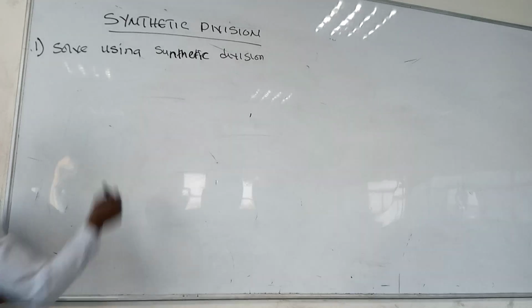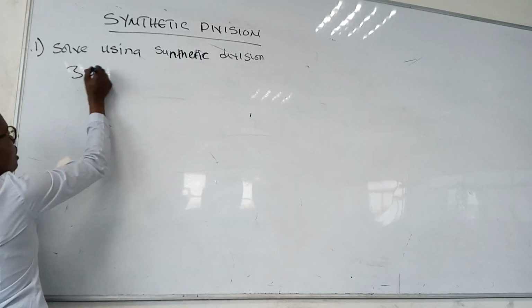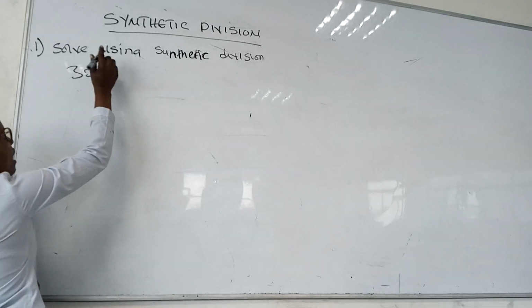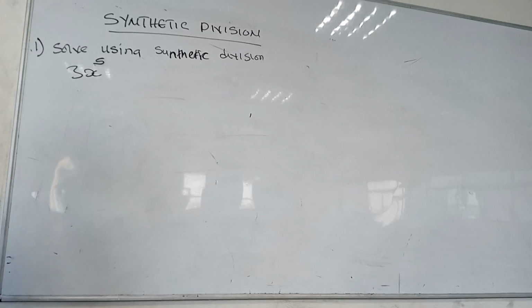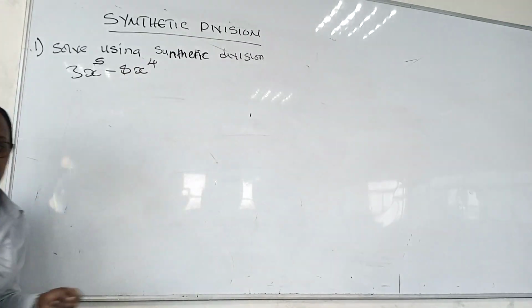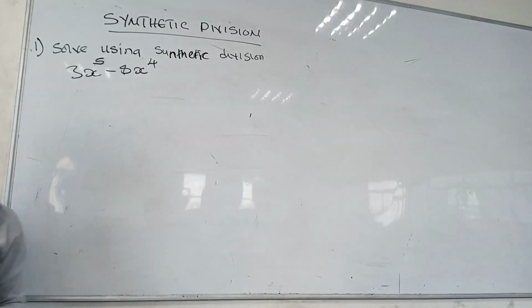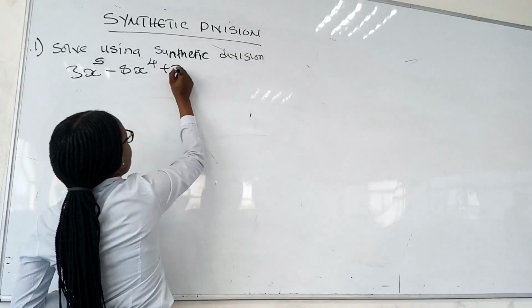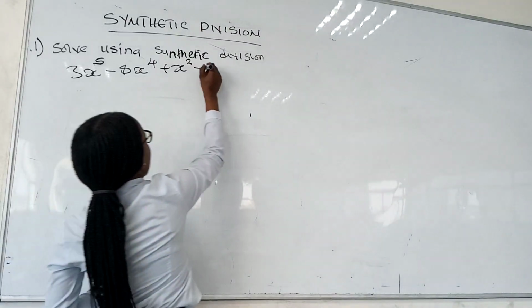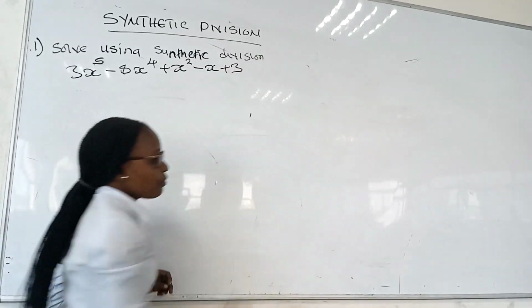So the question that we are using is 3x to the power 3. Okay, not really 3x to the power 3. Okay, let's try something higher. So this is 3x to the power 5 minus 8x to the power 4, then from what we have there, we have plus x to the power 2, then we have minus x plus 3.